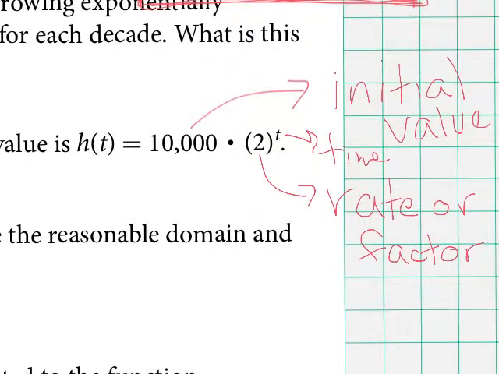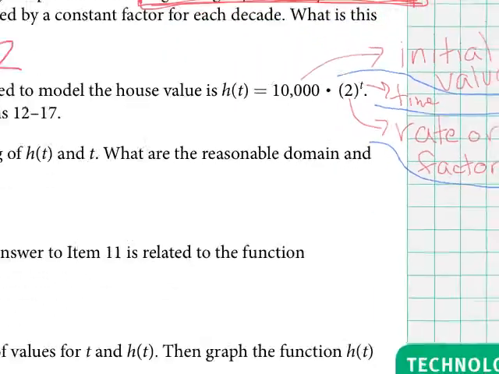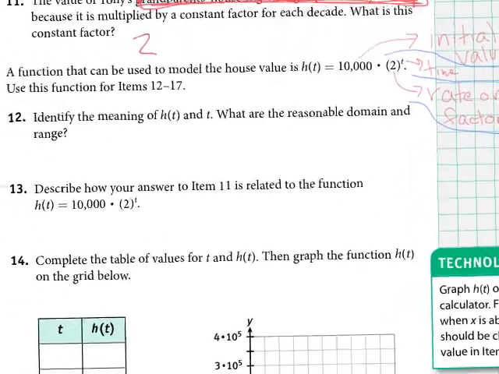Okay, so that t is always going to be your time. Let's break things up here. We have that a value that's out front, that's my initial. We have that b value that's always my rate or my factor. And then that variable will always be there in the exponent, your time. All right, so let's look at what we can do with this.